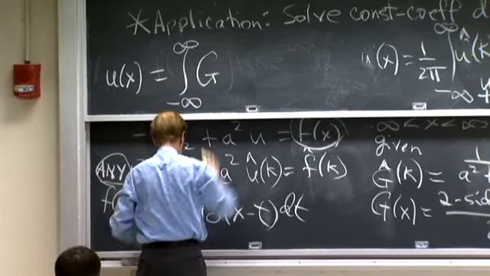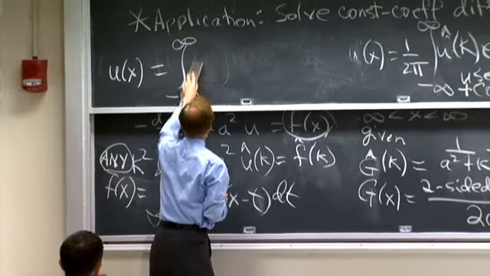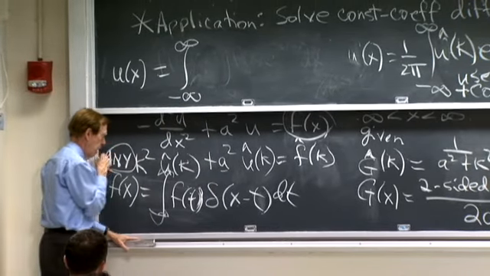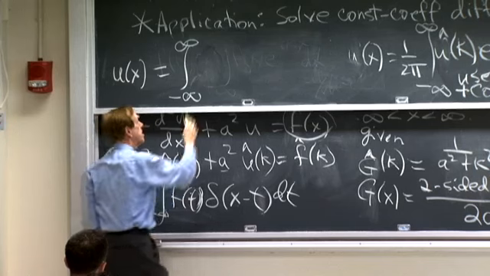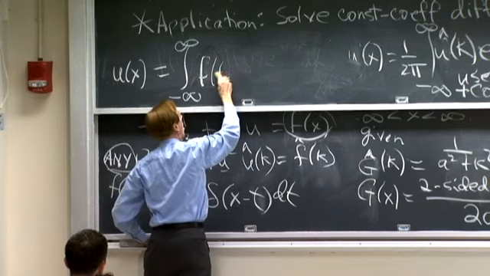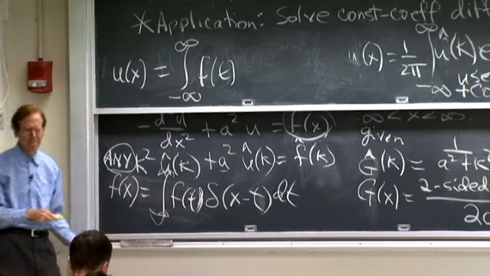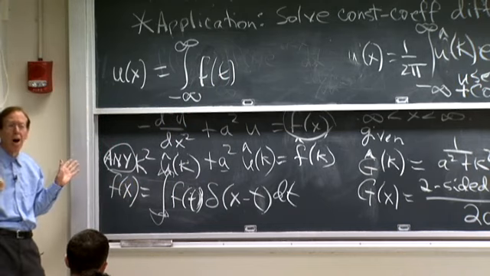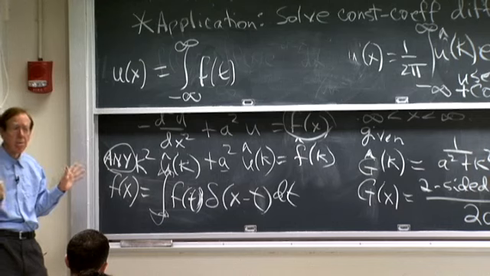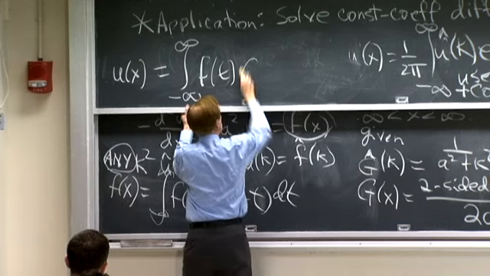Oh, no, what do I want? Nope. Help me out here. No, f of t is just the amount of the delta. But now what's the solution? What do I write now? G of x minus t. Yeah, that's it.